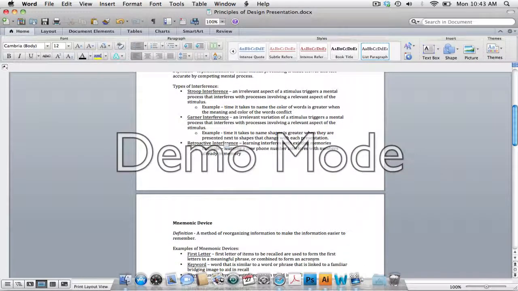The last type of interference is retroactive interference. It's when learning interferes with existing memories. For example, phone numbers. When you try to remember a phone number, you usually recall older phone numbers that you already knew.